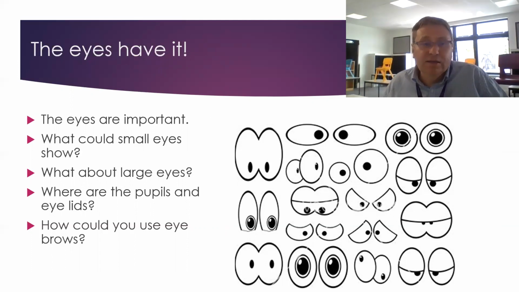Some of these use eyelids as well. So think about the ways the eyes might look, the size, the shape is important, where the pupil is, the size of the pupil. You might want to add eyebrows, eyelids, and all of those can be used to express an emotion. So you might want to look at these ones and decide which emotions you think these represent, and then you can use those when you're thinking about your own cartoons.